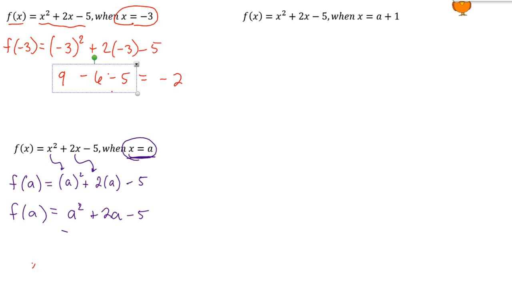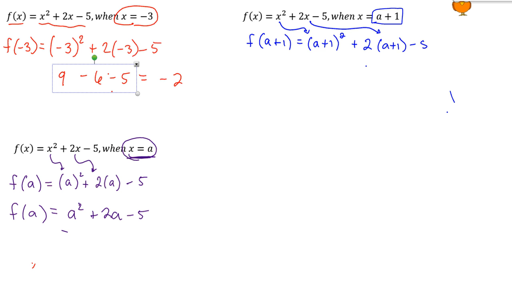So we got this one over here. This one says x equals a plus 1. Same idea. I'm taking every x out and in place of it putting in a plus 1. So right here it's x squared, which means it's going to be a plus 1 squared plus 2 times x, but x is a plus 1, and then minus 5. I'm not going to simplify that out because I think you get the idea.